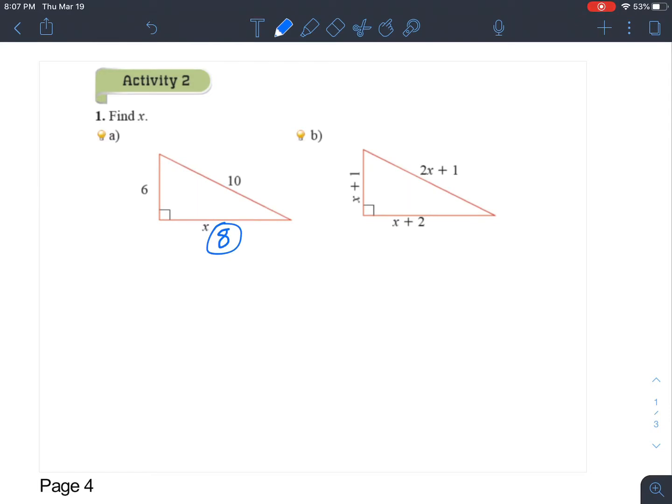Okay, for the first one then, some of you may have known the answer before we even got started, and that's going to be 8. So if you didn't know that, that's okay. We can still solve it with the Pythagorean theorem.